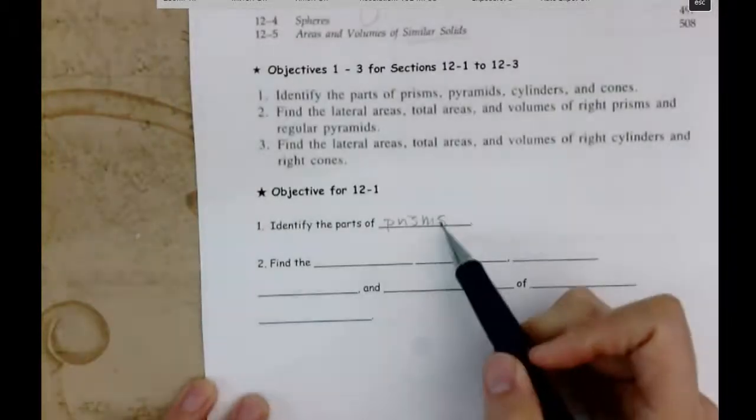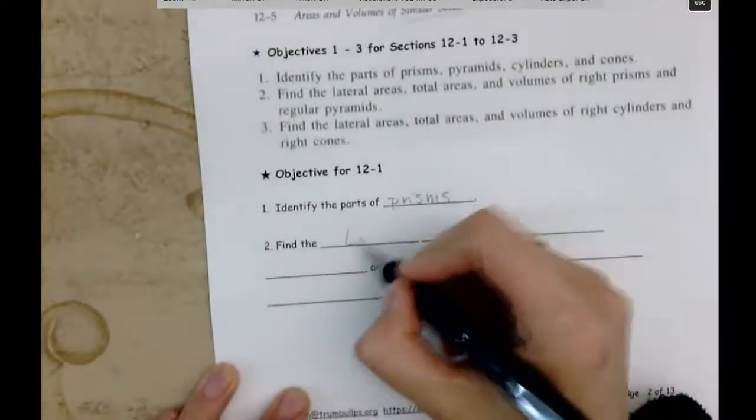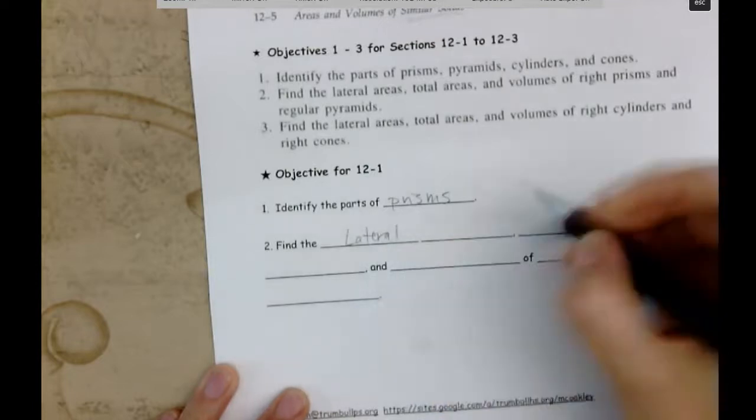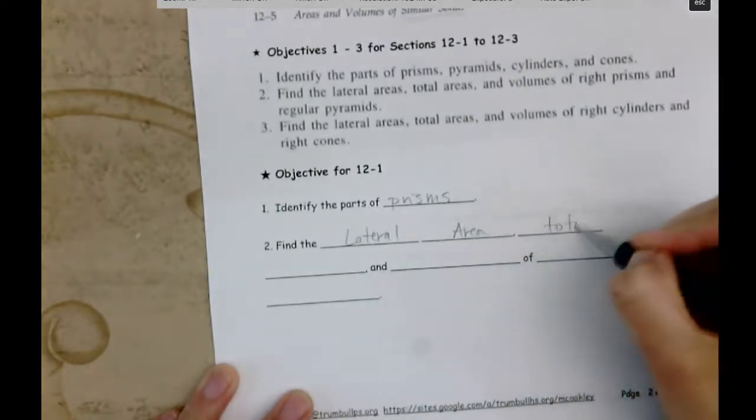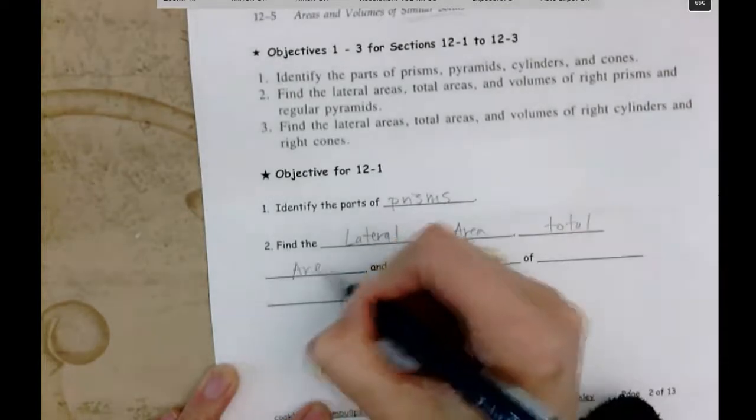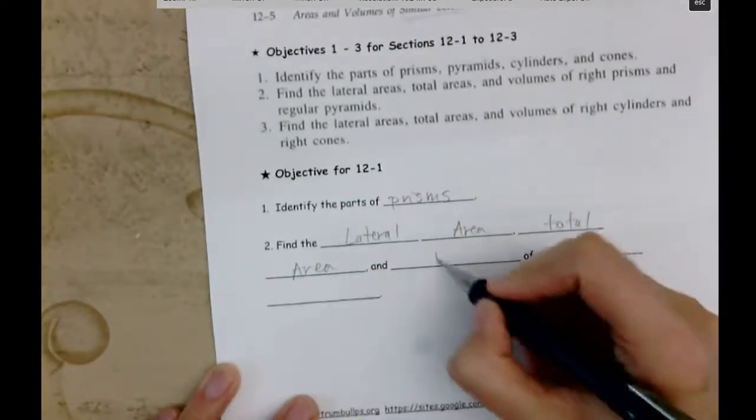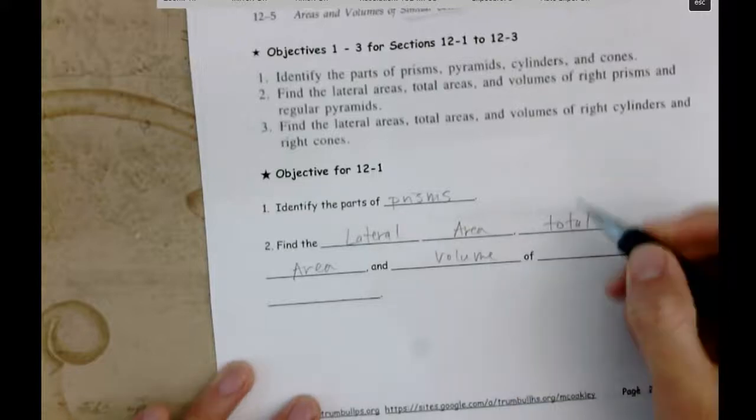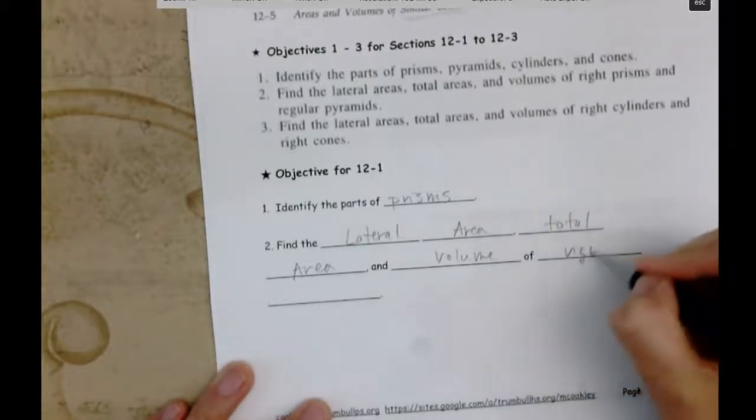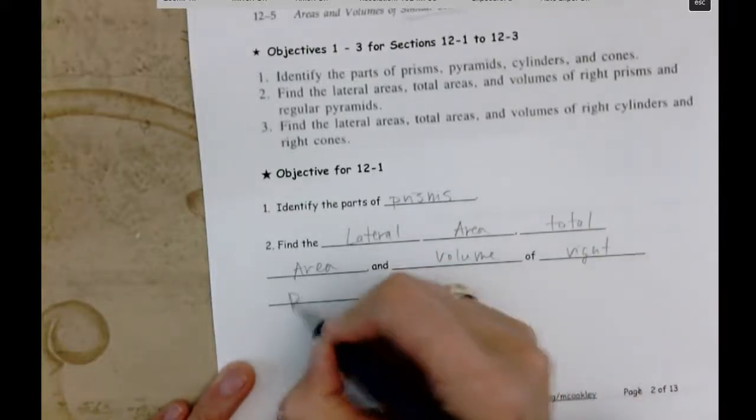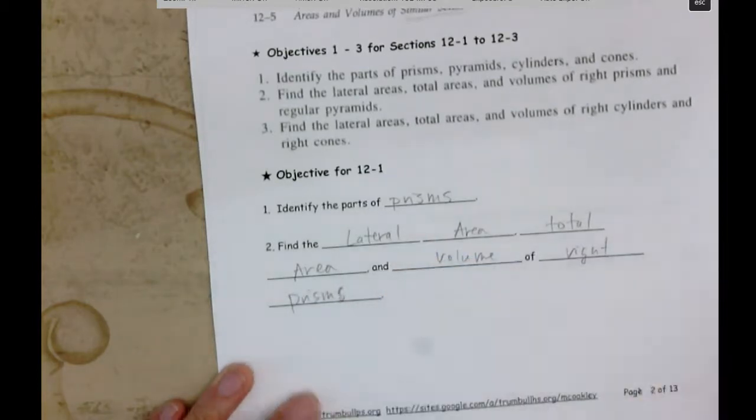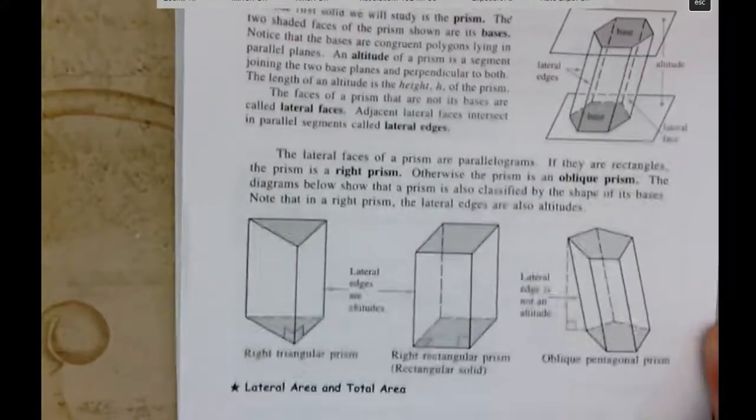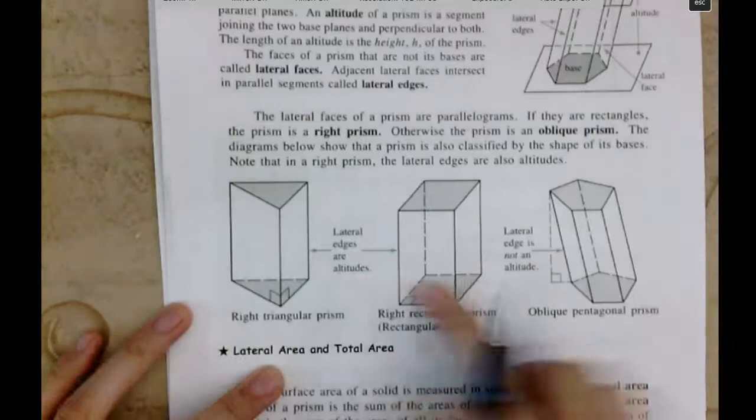So 12.1 is a prism, and we find the lateral area, total area, and volume of right prisms. On the next page I explain what right prisms are. All right, so these are all prisms.